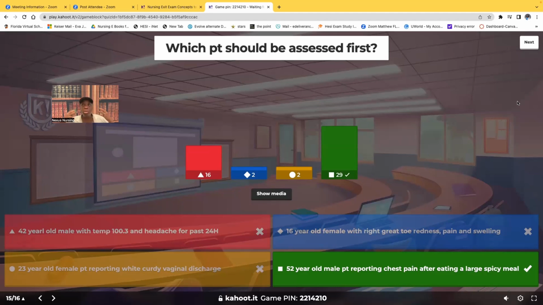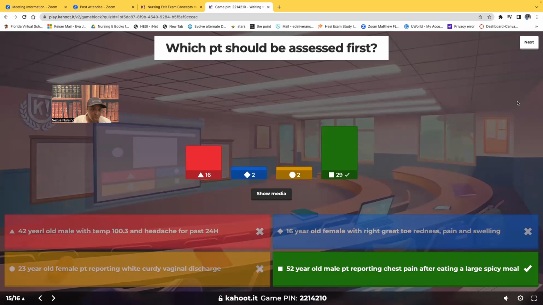When you see a question asking you which patient you're going to see first, what they're really asking you is which patient's the priority. And when it comes to priority, you always have to think about what is going to kill your patient the fastest. You need to be thinking about what falls under physiological integrity, okay?